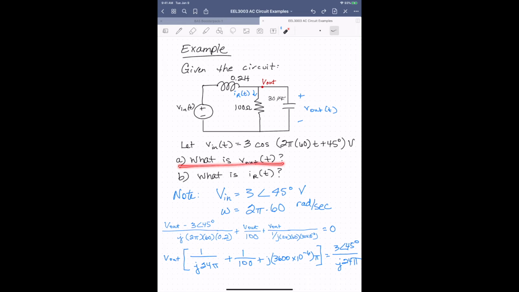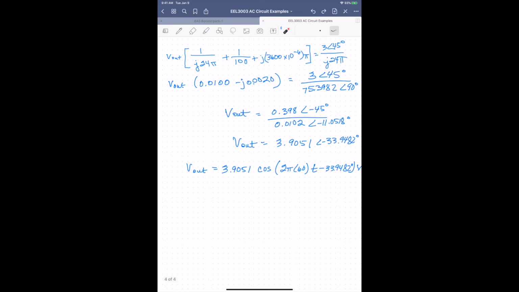The second question we have is what's IR of t? And what I want you to know is, now that we know V out, all we have to do is divide that by R to get IR. So let me go back for a moment just to be clear and put the dependence on t there. That's a good way to write your answer. IR of t will be equal to V out of t over that 100 ohm resistor.